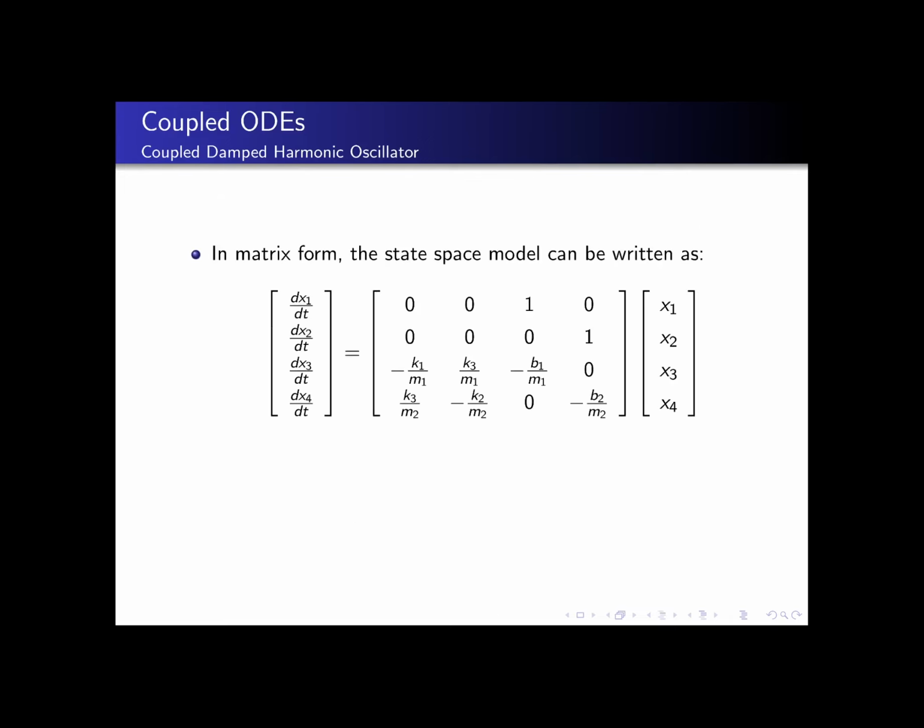So in state space form, it's very simple to write the companion matrix. The first two rows are the definitions, the rows that provide the definitions of the variables. So you can see it's zeros except for a 1 in the third column for x1, because the derivative of x1 is by definition x3, and the derivative of x2 is by definition x4.